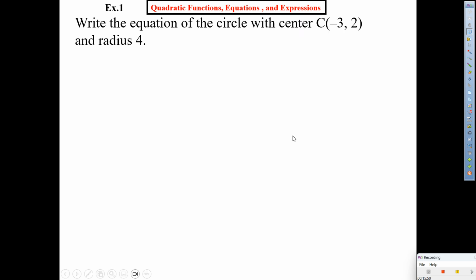Example 1. Write it on your paper underneath where you wrote the form. Example 1 says, write the equation of the circle with center C, -3, 2, and radius 4. This is going to go pretty fast, so stay with me, please.